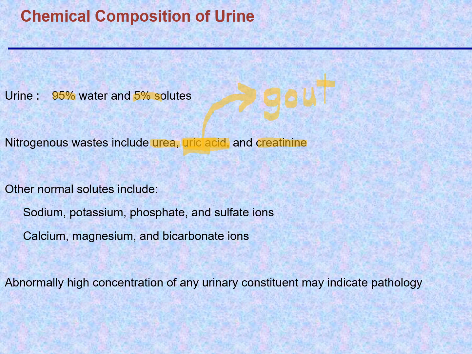Other solutes, of course, are any of these electrolytes that are commonly found in the body and sometimes are secreted in different amounts. Any abnormally high concentration of any particular constituent that's normally found there, or things that aren't normally found there, can perhaps indicate some sort of pathological process, a disease process occurring. So it's quite a nice, easily accessible sample that's a window on the state of metabolism of a person's physiological systems.